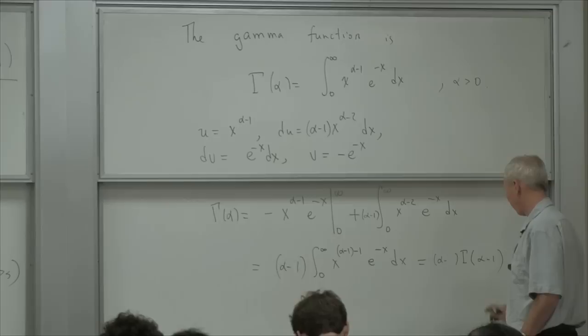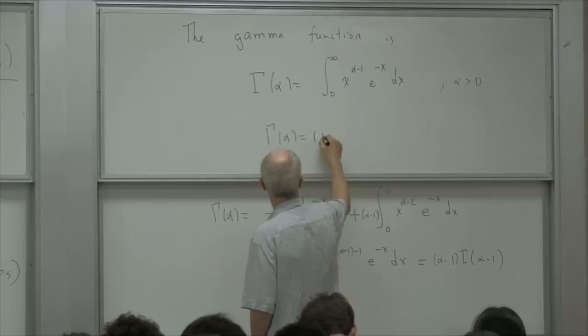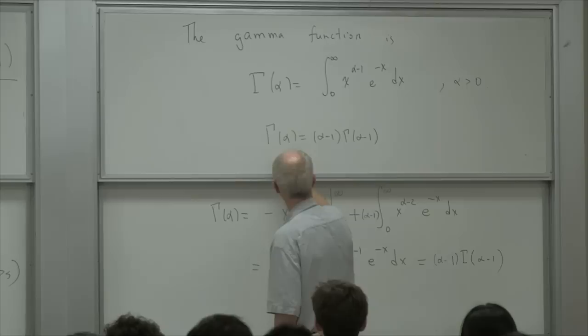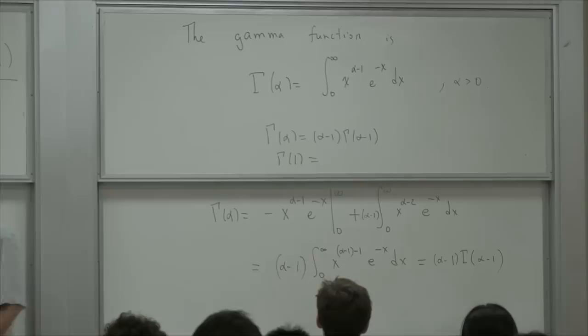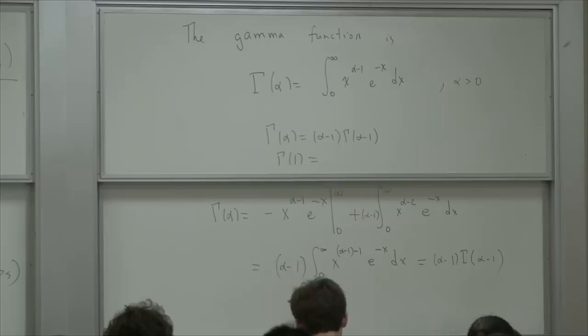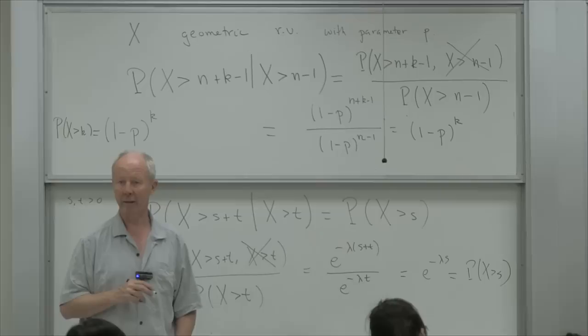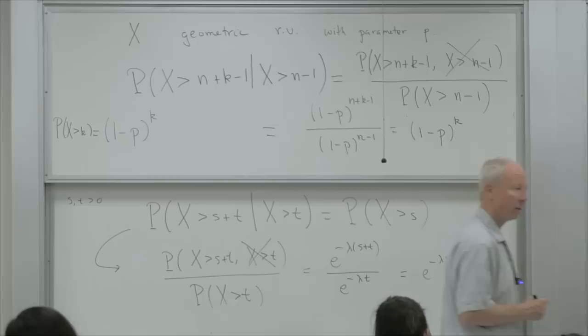So what does it say? I can erase this now, right? And what's gamma of 1? When alpha is 1, there's no power of x there. It's just the integral from 0 to infinity, e to the minus x dx. And what's that? Well, if we look back to the exponential random variable, that's the integral of the density of the exponential with parameter lambda equal 1, and that has to be 1. And I think you all know how to do this integral. It's minus e to the minus x, right, from 0 to infinity. Gamma of 1 is 1.